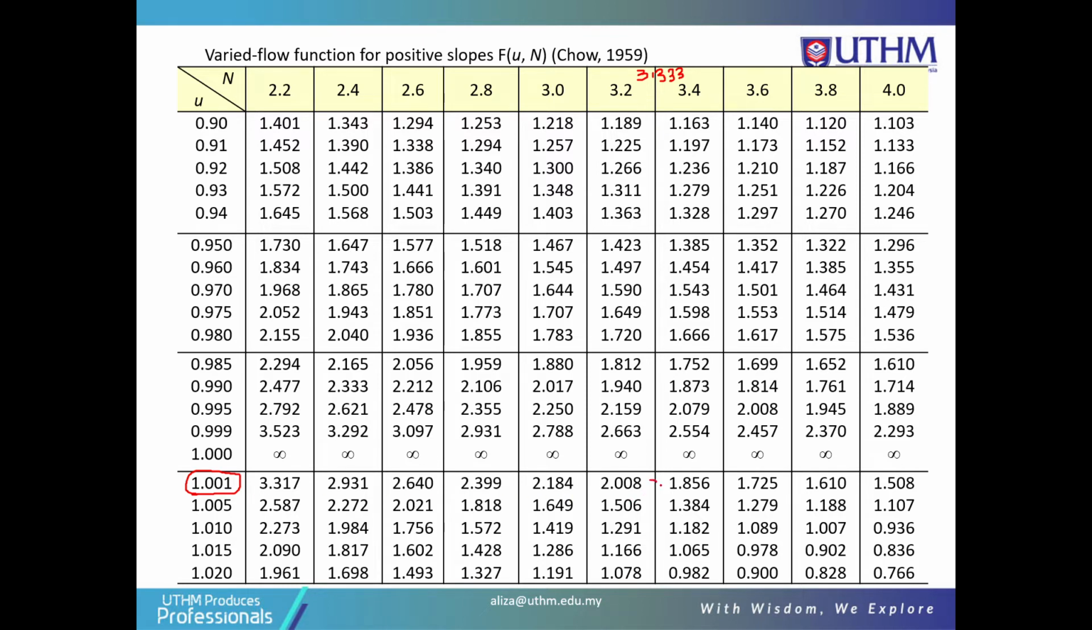So you must look at the table here, at the X here, the value. So you get the value here. For 3.2, the value is 2.08, and the value for 3.4 is 1.856 here. So you must find the x here. How to get the value of x here? So you must take x minus 2.8, and you get the value of x.